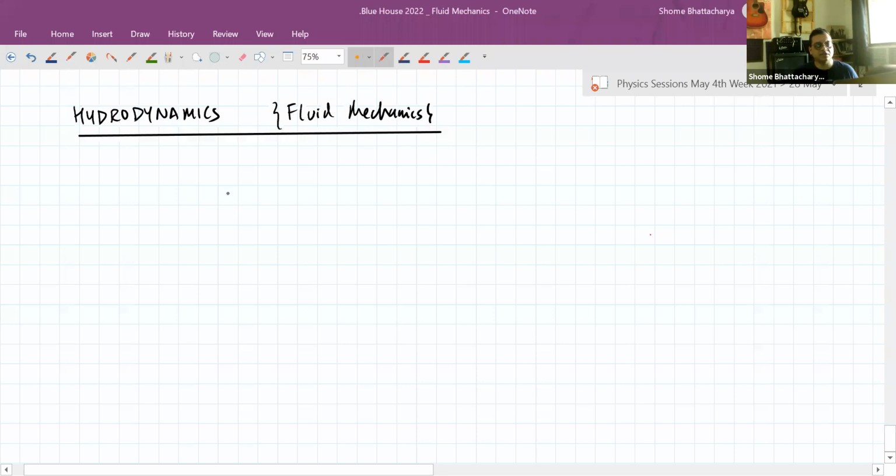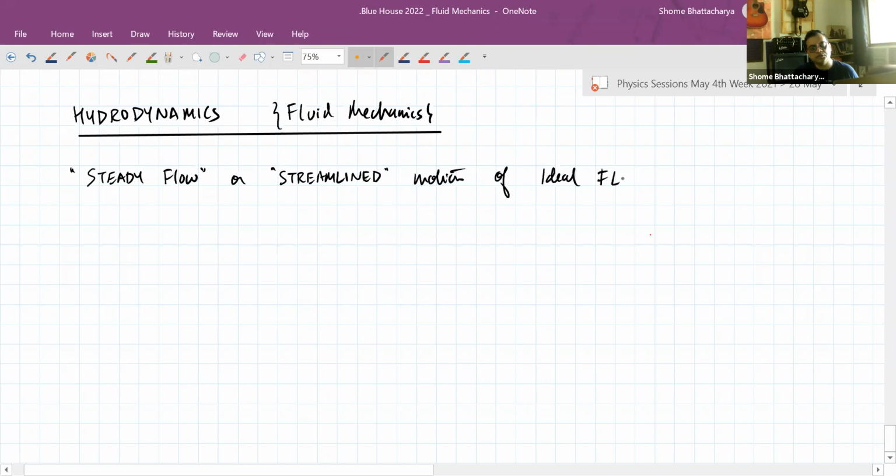However, we are going to discuss a very specific type of motion of ideal fluids, something called steady flow, or another name for it, streamlined motion, of ideal fluids. That is what this chapter is all about. Ideal fluids, you of course remember what they are: incompressible and non-viscous fluids.